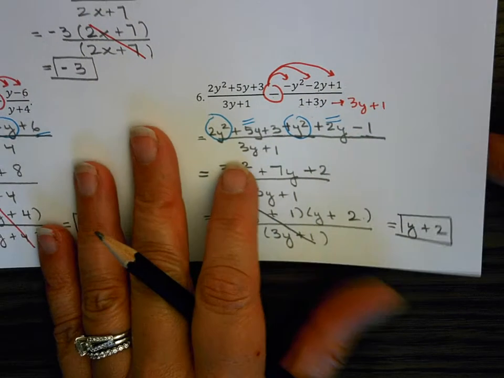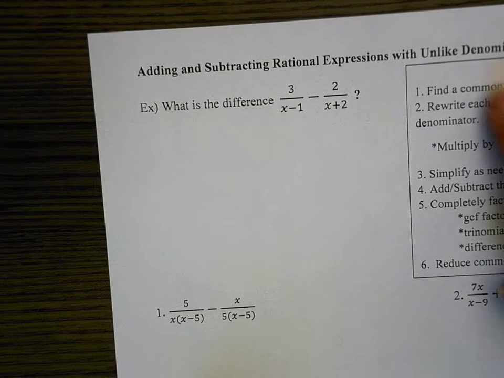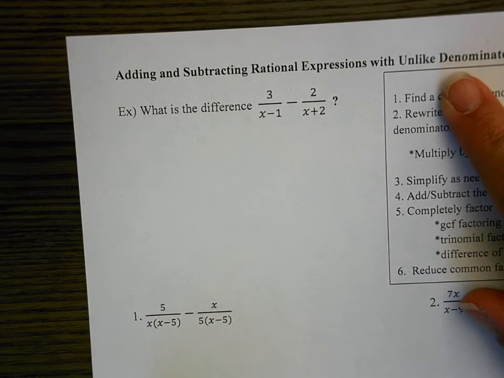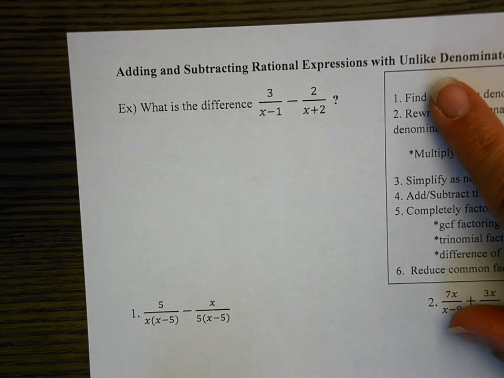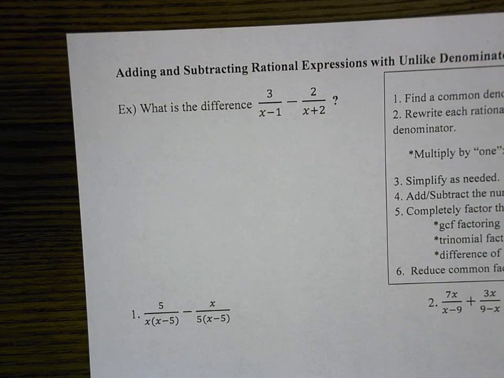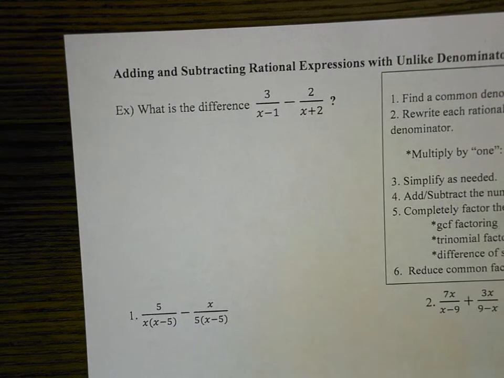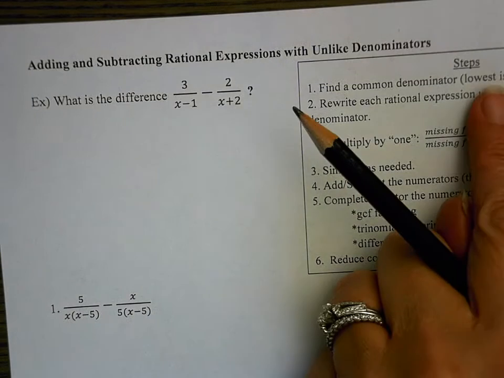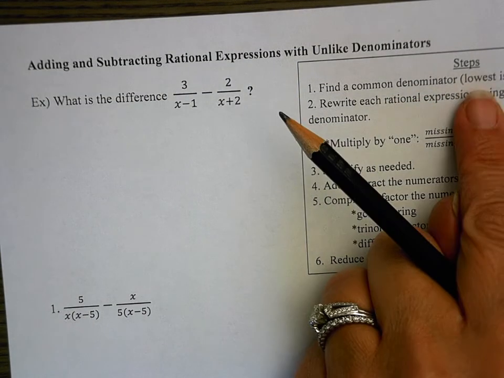All right, and then let's take a look at the last page here. So this one is a little bit tougher. So this is when we don't have common denominators. So these are unlike denominators. So when they don't have common denominators, we have to do that a little bit different. So here we always are trying to find the lowest, right? The lowest common denominator. That's what we're always striving for.